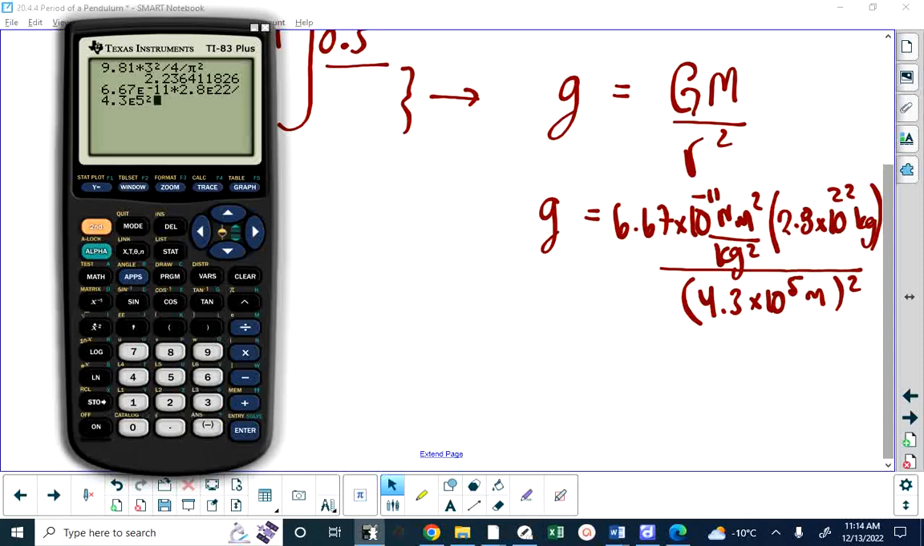Let me just step back and make sure I've entered those numbers correctly on my calculator. There's my G, there's my mass of the planet. Did I write those two, the mass and the radius, down correctly, Alex? Okay, good. So the value of the acceleration due to gravity or gravitational field strength where the pendulum is on the surface of this planet is about 10.1 newtons per kilogram.